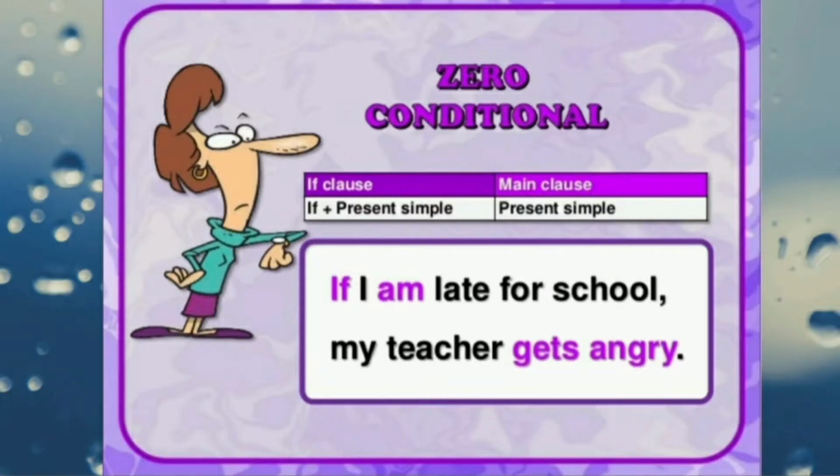Let us begin with the first type of conditional, that is zero conditional. The zero conditional is used to make statements about the real world and often refers to general truths such as scientific facts. In these sentences, the time is now or always, and the situation is real and possible. The structure of zero conditional is if plus simple present, followed by simple present in the main clause.